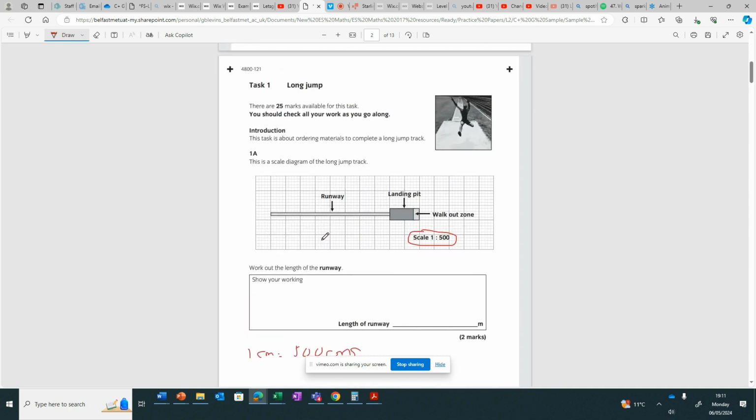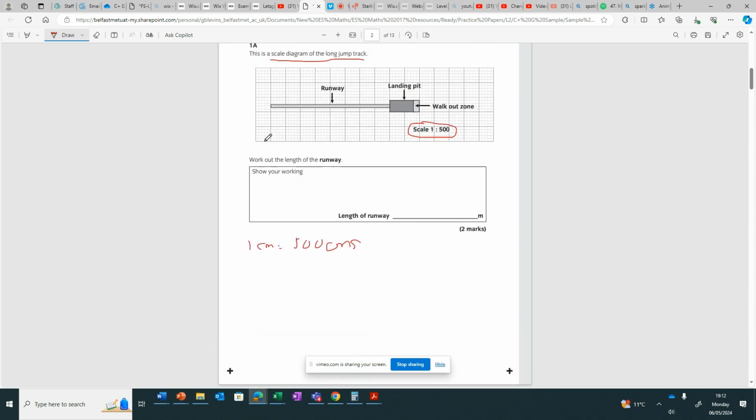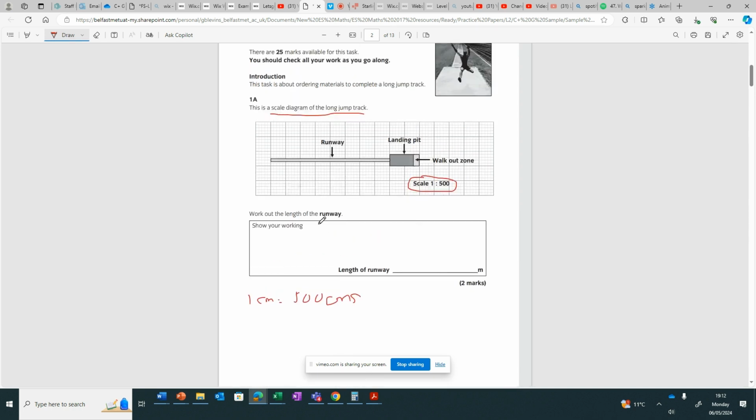So what's it asked us to do? It tells me it's a scale diagram of a long jump track. So it's a scale diagram. This means somebody has taken the real world measurement and brought it down to paper for me. So I expect I'm going to do the opposite. I'm going to bring the paper measurement up into the real world. So take something small that's on paper and bring it into the real world. We multiply by the scale factor.